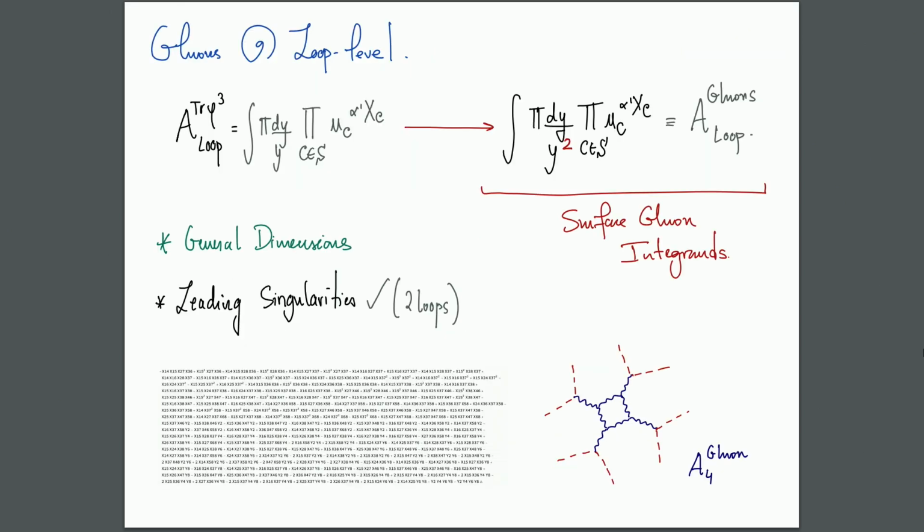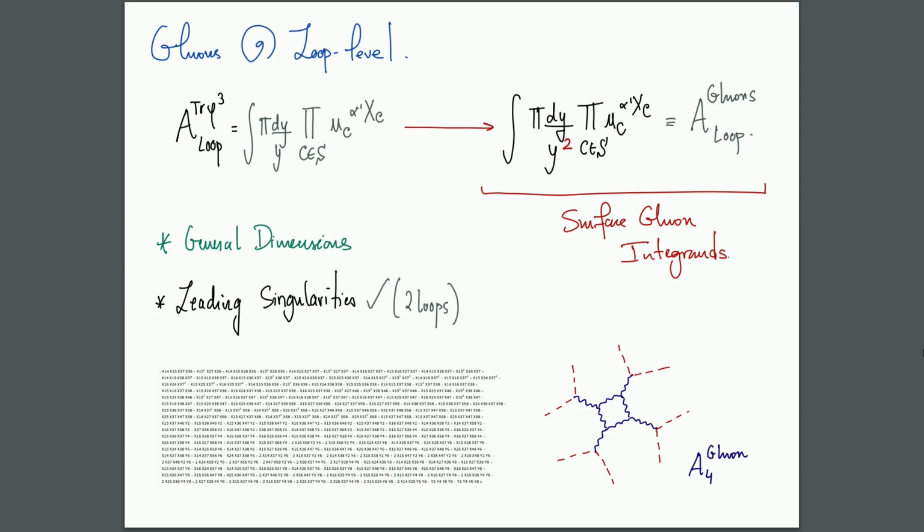At loop level, making the connection like this would be extremely more complicated, so all that we do is we start with this trace phi cubed form that we know before, and then we change the measure from a dy over y to dy over y squared. And this is what defines for us what in a second I'll call the surface gluon integrands.